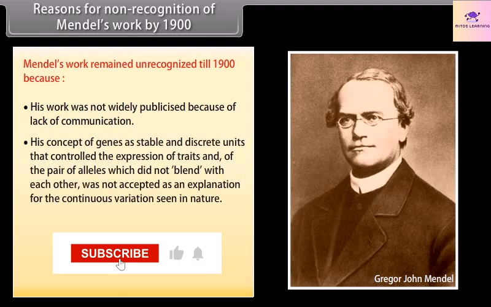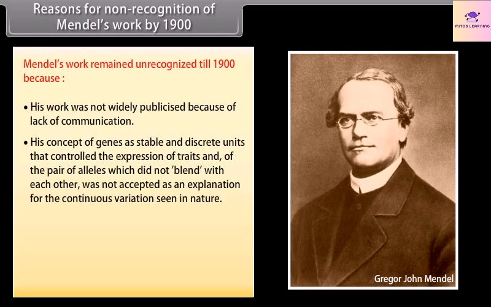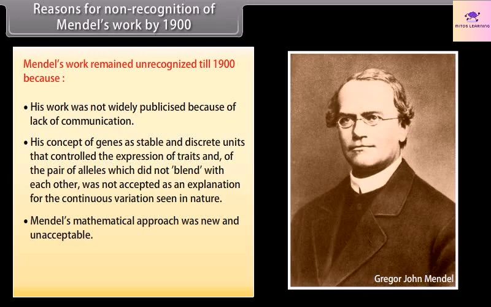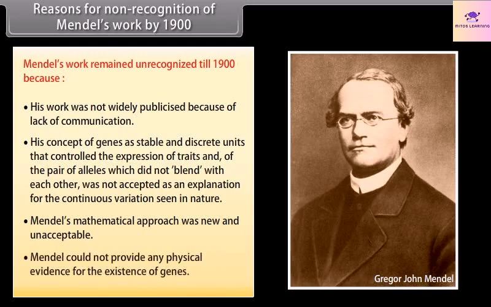His concept of genes as stable and discrete units that controlled the expression of traits, and of the pair of alleles which did not blend with each other, was not accepted as an explanation for the continuous variation seen in nature. Mendel's mathematical approach was new and unacceptable. Mendel could not provide any physical evidence for the existence of genes.